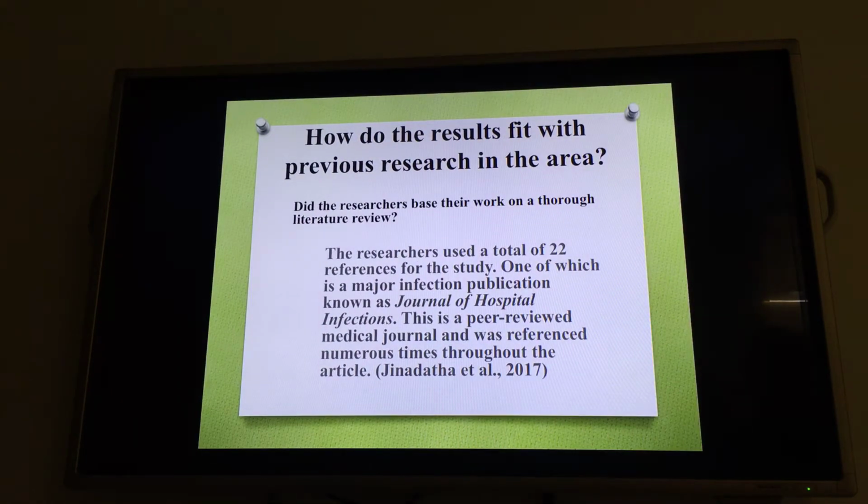How did the results fit with the previous research in the area? Did the researchers base their work on a thorough literature review? The researchers used a total of 22 references for the study, one of which is a major infection publication known as the Journal of Hospital Infection. This is a peer-reviewed medical journal and was referenced numerous times throughout the article.